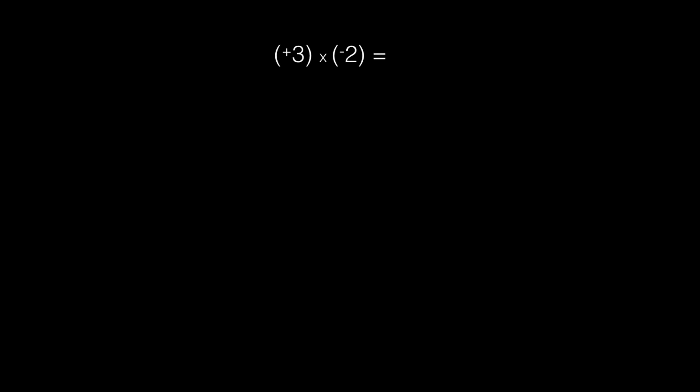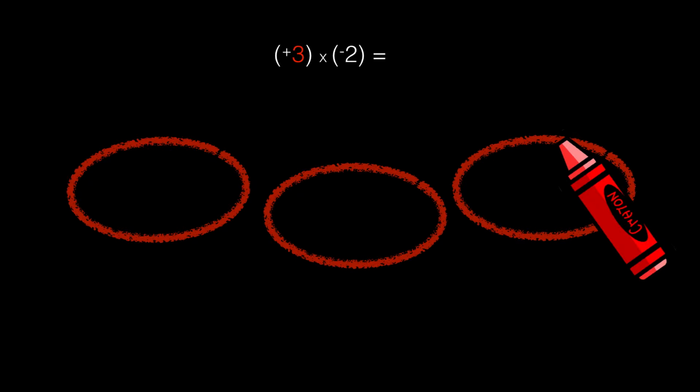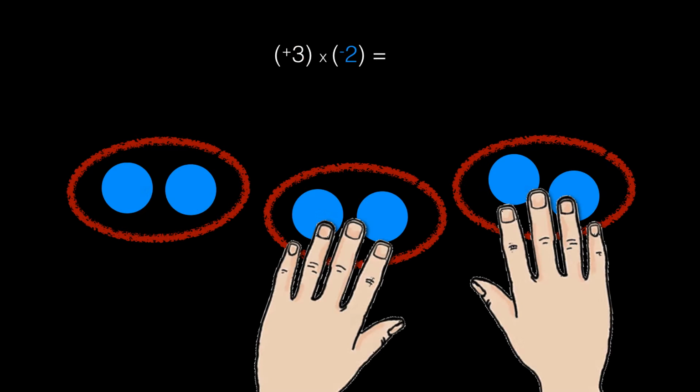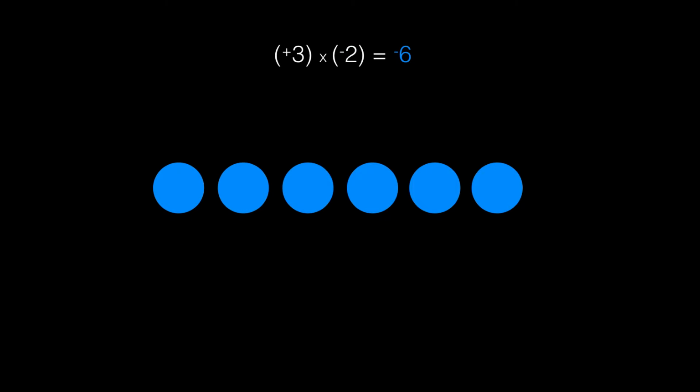This can be modeled by assuming the first number represents a certain number of groups, 3 groups, so we draw 3 circles. Inside each of the 3 circles, we're going to place 2 negative integers, in other words, 2 blue chips. The product, the total number of chips, and value of the chips would be negative 6. So positive 3 times negative 2 equals negative 6.